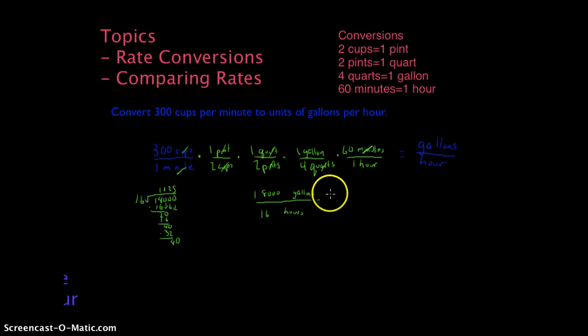1,125. Now, just keeping track of our units here, right? That's gallons per hour. Okay, so I'm done, right? I took my 300 cups per minute, which was one of my units, and now I've put it in gallons per hour. Okay? So at this point, you may be thinking, well, that's nice, but why would I ever want to change rates?